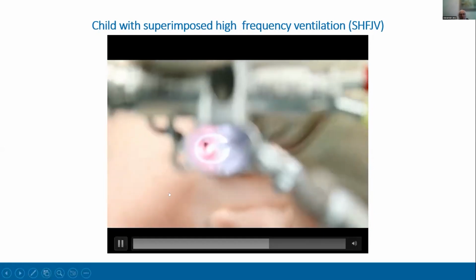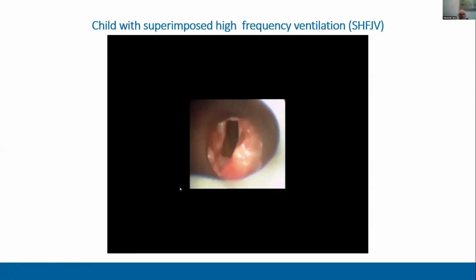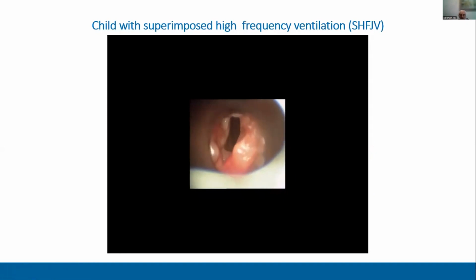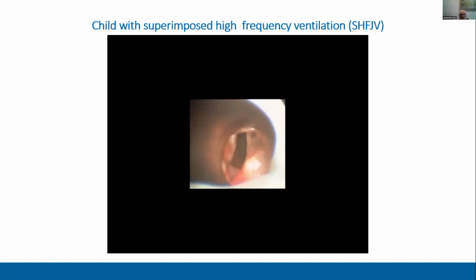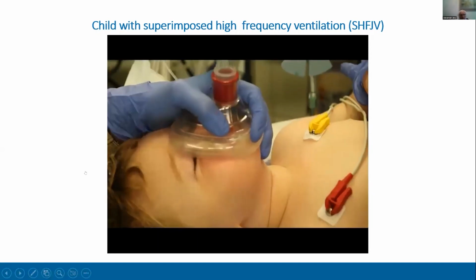Here below, and see, this is an optimal situation for the surgeon during the jet ventilation. I think this is okay. We could ventilate this child without any complication. Not just the surgical situation. The operation is over.